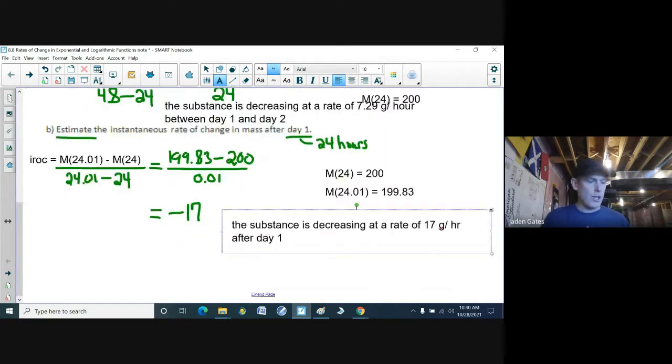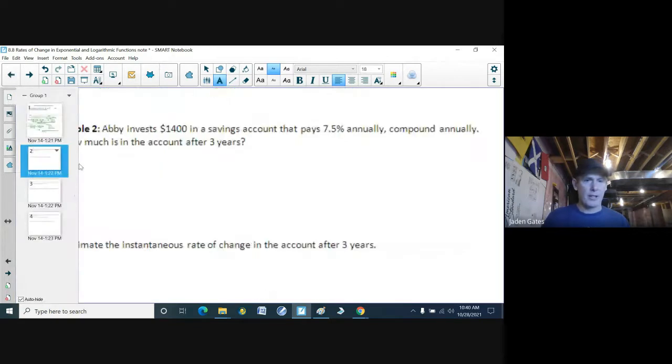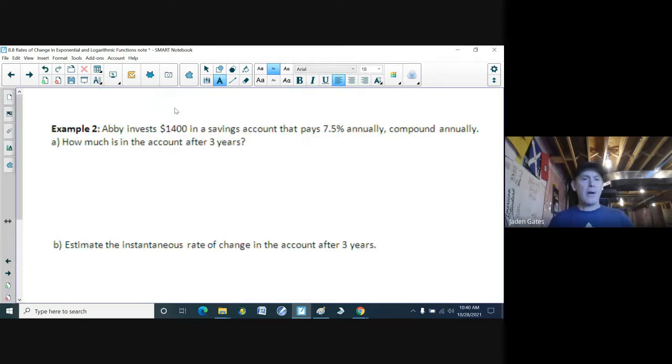All right, so let's try something a little bit different here. Abby invests $1,400 in a savings account that pays 7.5% annually, compounded annually. How much is in the account after 3 years? All right, so we can come up with a formula here.